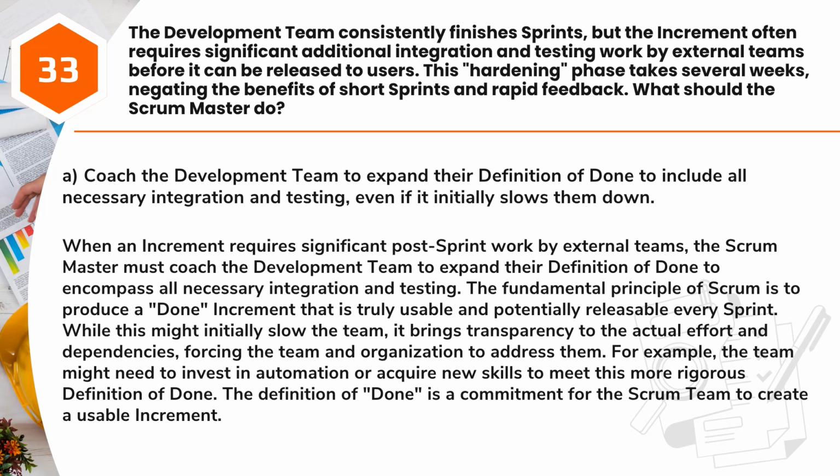While this might initially slow the team, it brings transparency to the actual effort and dependencies, forcing the team and organization to address them. For example, the team might need to invest in automation or acquire new skills to meet this more rigorous definition of done. The definition of done is a commitment for the Scrum team to create a usable increment.